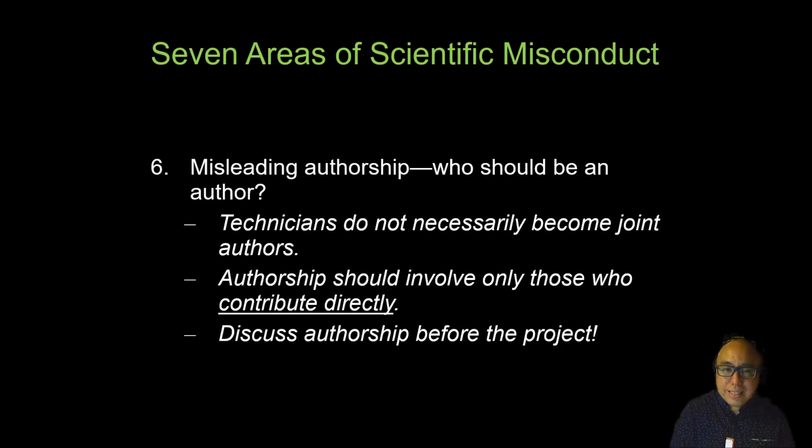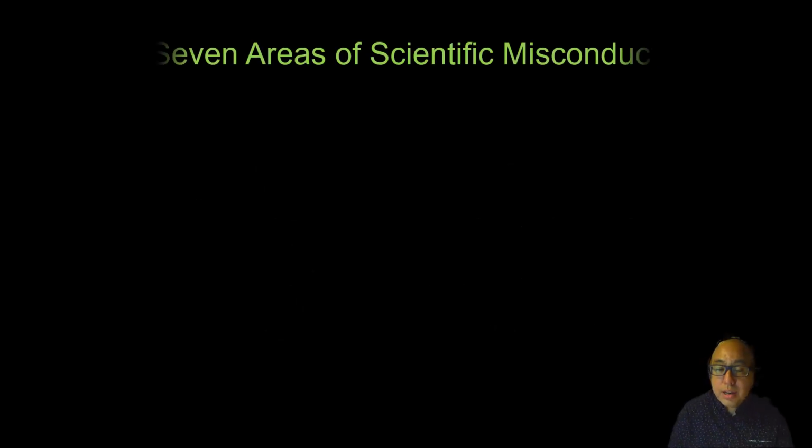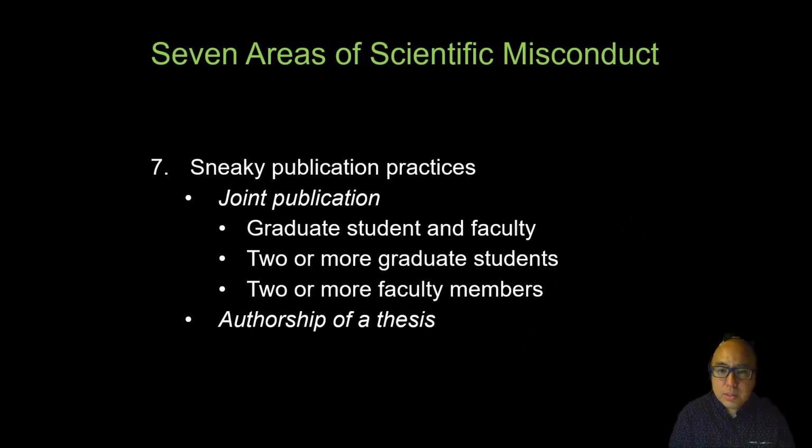Make sure you discuss the issue of authorship right off the bat, because that leads into the next area of concern for scientific misconduct, which is publication. Like, who gets to publish it after the study is done? Do you publish it as a lab, or as the lead author, which should be you as a graduate student if it's for your thesis or dissertation, followed by your faculty advisors?